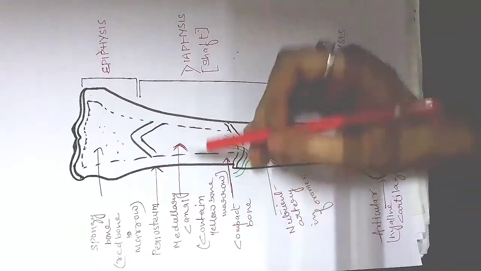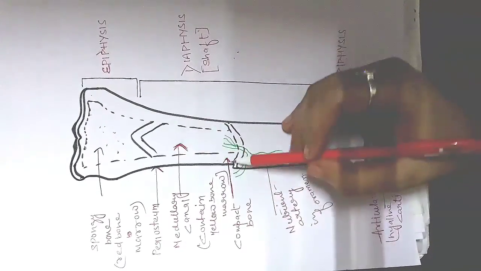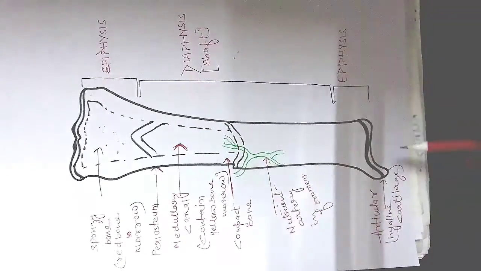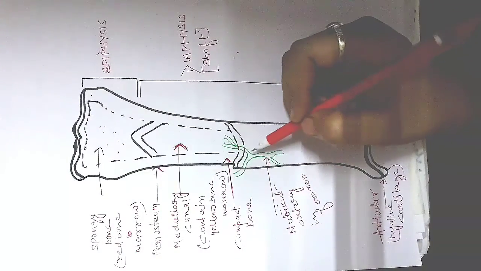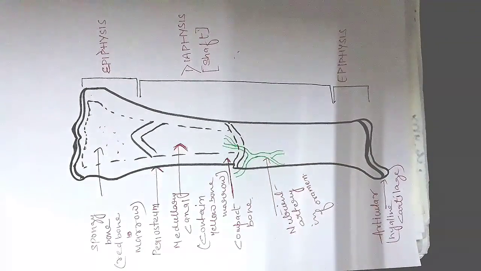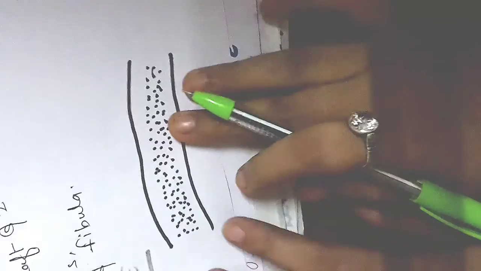In between the periosteum and the medullary canal, there is compact bone, and here is the nutrient artery, which provides nutrients to the bone for its growth, development, and also repair. Next we will see the flat bone.